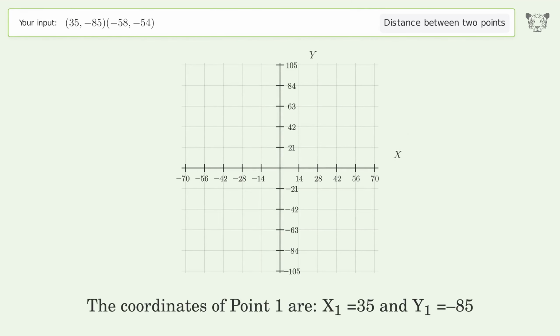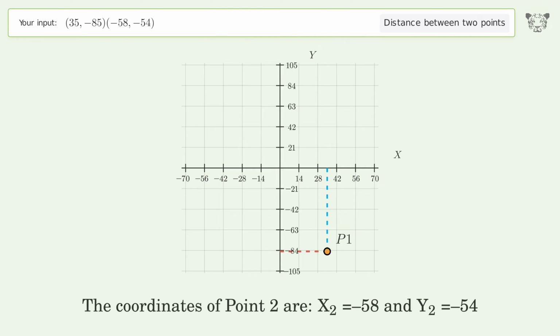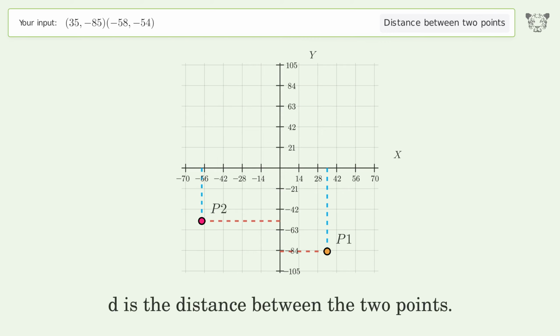The coordinates of point 1 are, x1 equals 35 and y1 equals -85. The coordinates of point 2 are, x2 equals -58 and y2 equals -54. D is the distance between the 2 points.